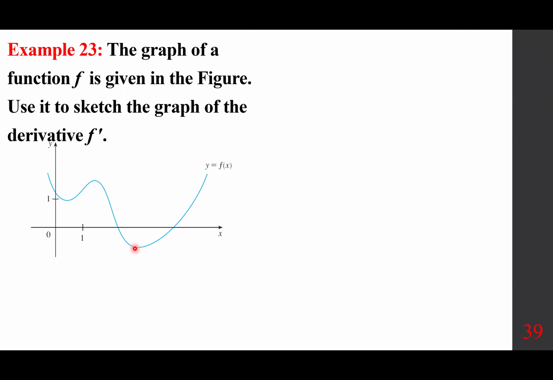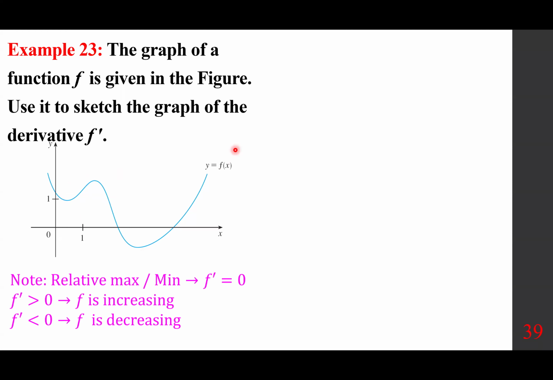And the function is decreasing here, decreasing here. If you imagine it's a line, it looks like a line with a negative slope. This portion is increasing, this portion is increasing. So we use this information. At a relative maximum or minimum, f prime is 0. When f prime is positive, f is increasing. When it's negative, f is decreasing.